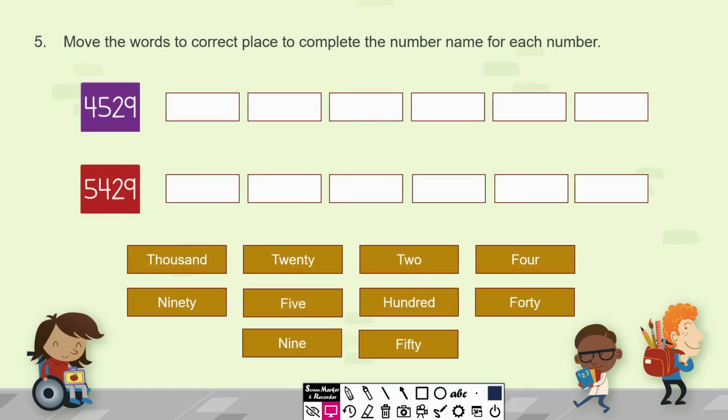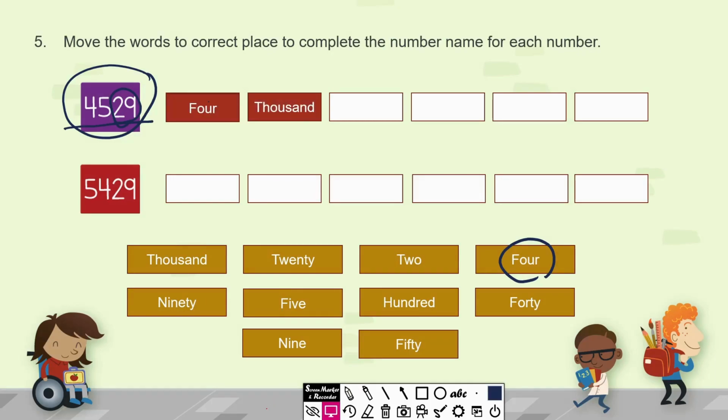Move the words to the correct place to complete the number name for each number. Here a number is given. We need to write the number name of this number. What number is here? Tell me quickly, I'm waiting. It is 4,529. Okay. So where is 4? Let's check. Here it is. Let's place it here.